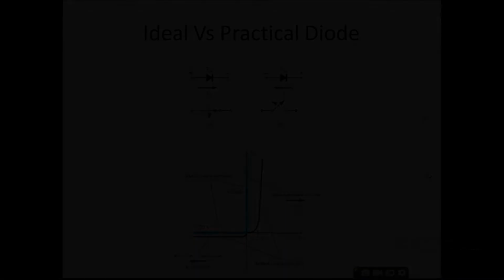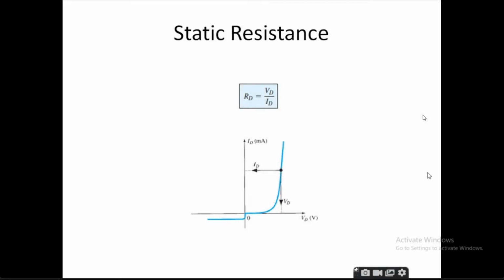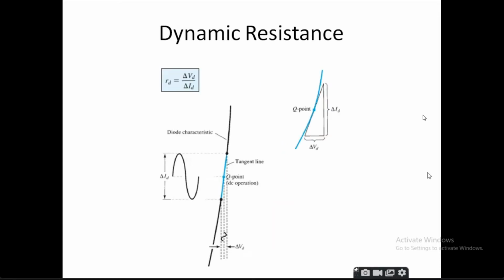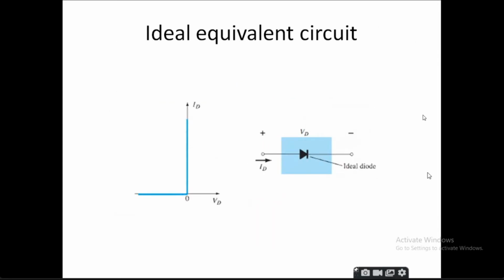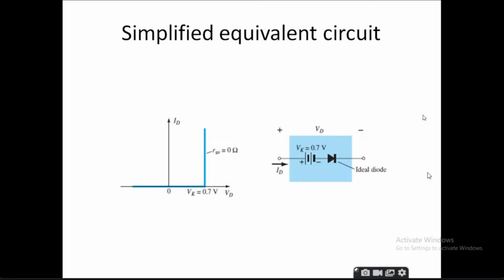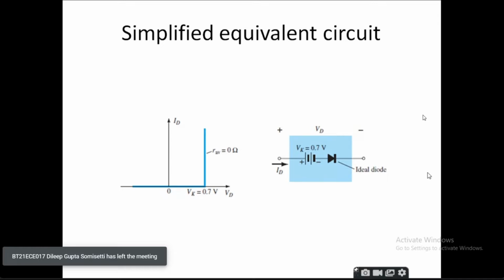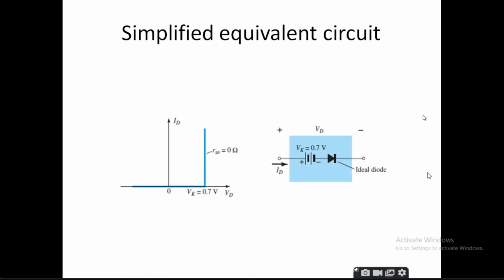I will just go to that part where I want to show this. So this is what I'm talking about. This is called a simplified equivalent circuit of the diode. Below 0.7 volt, the diode is off. At 0.7, you say that it is just conducting. You don't worry that the current is increasing slowly, rising exponentially, and takes certain time to reach a particular value. You don't worry about that part.